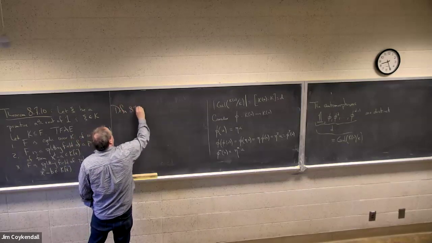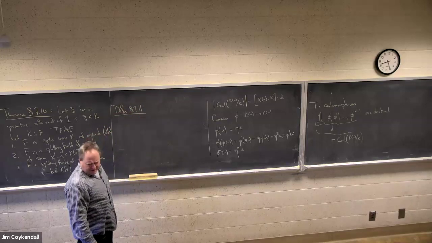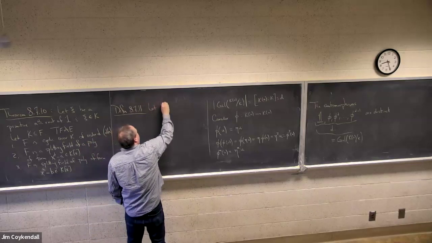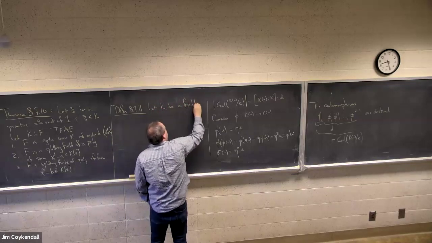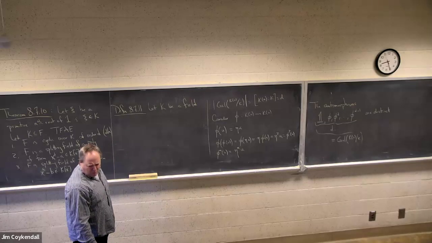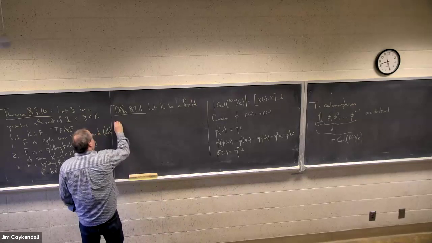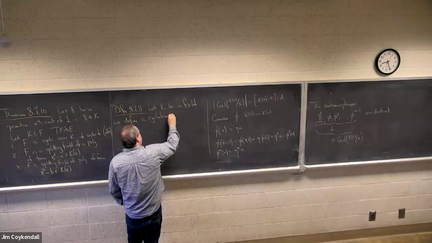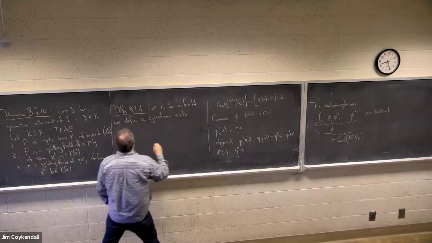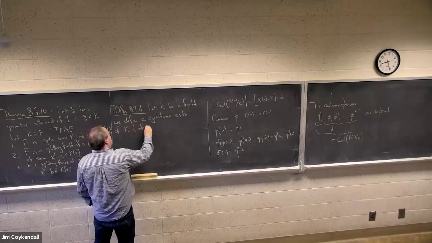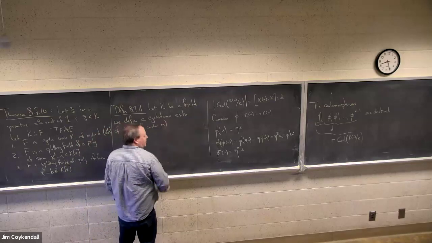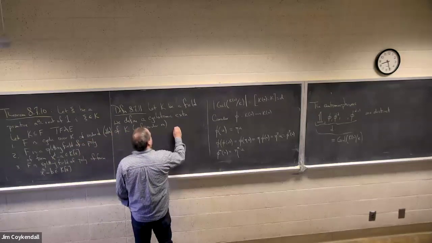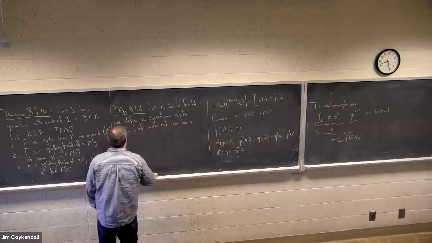Definition. I don't like this terminology here, but I've got to go with it. Let K be a field. We define a cyclotomic extension of order n to be a splitting field of the polynomial x to the n minus 1.